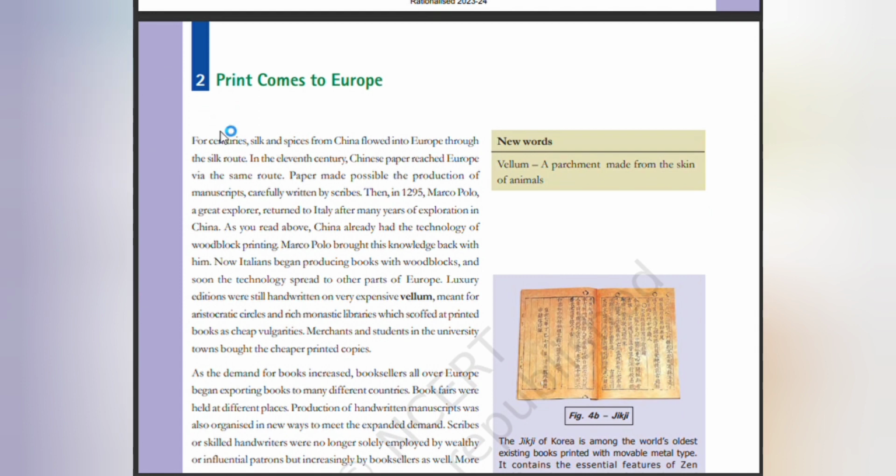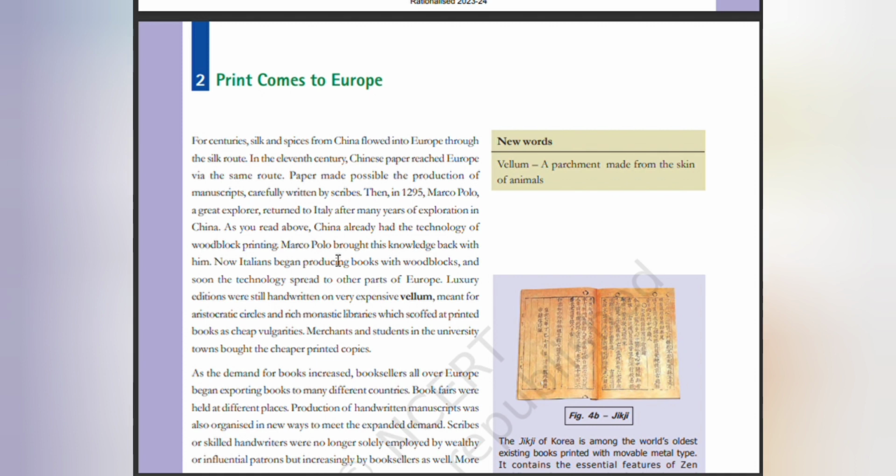Print comes to Europe. For centuries, skills and spices from China flowed into Europe through the silk route. In the 11th century, Chinese paper reached Europe via the same route. Paper made possible the production of manuscripts carefully written by scribes. Then, in 1295, Marco Polo, a great explorer, returned to Italy after many years of exploration in China. As you read about, China already had the technology of woodblock printing. Marco Polo brought his knowledge back with him.